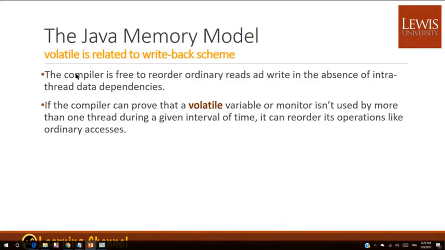In the Java memory model, the compiler is free to reorder ordinary reads and writes in the absence of intra-thread data dependence. If the compiler can prove that a volatile variable or monitor isn't used by more than one thread during a given interval of time, it can reorder its operations like ordinary accesses. Volatile is related to the write-back scheme. So basically, this is how the Java memory model is implemented.